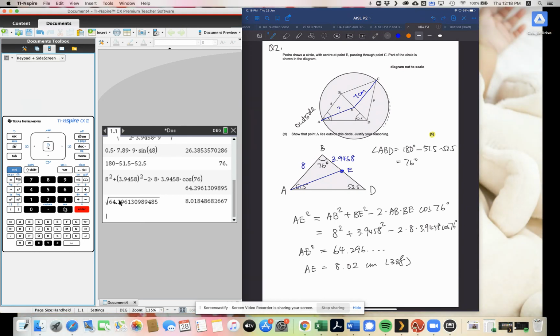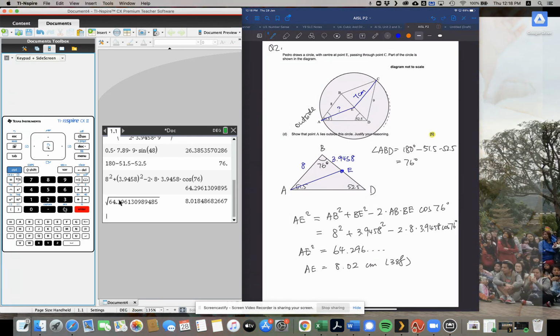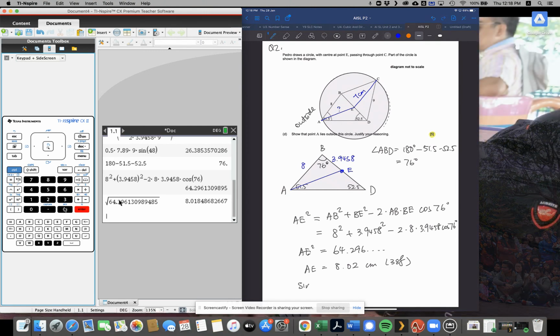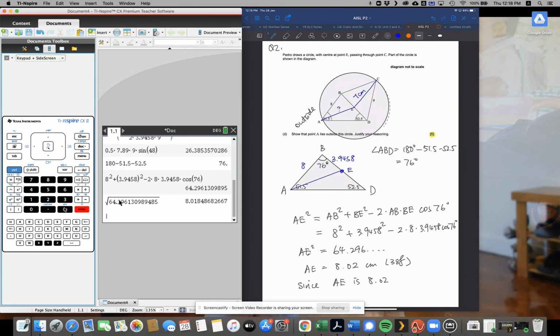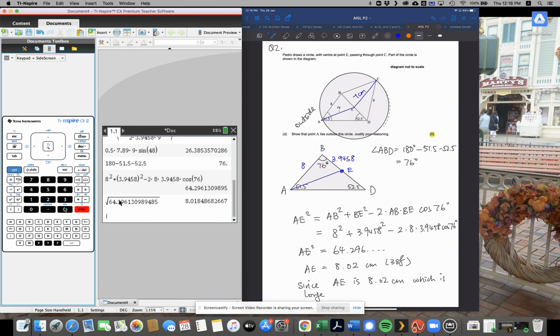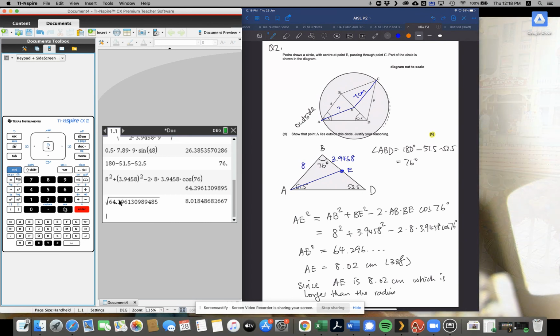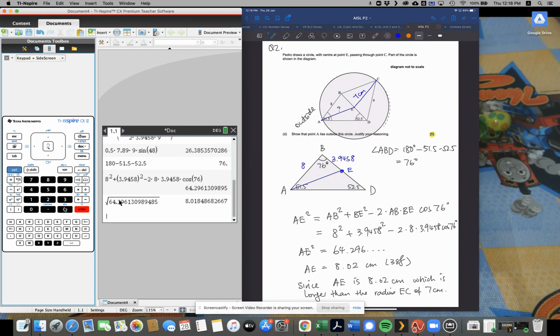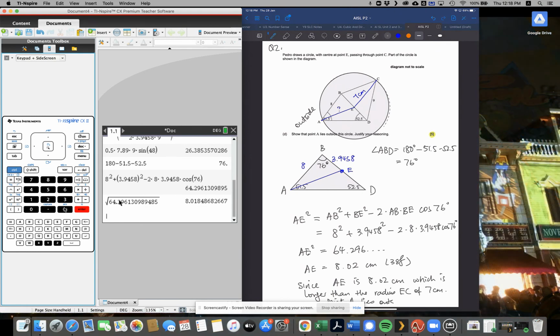You can't leave your answer like this for the person who marked your work to interpret whether you know or not. So now you say since AE is 8.02 centimeter, which is longer than the radius EC of 7 centimeter, point A lies outside of the circle.